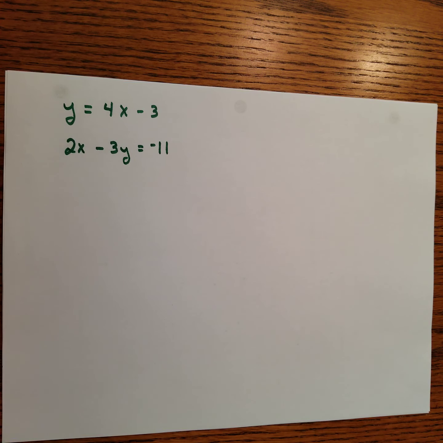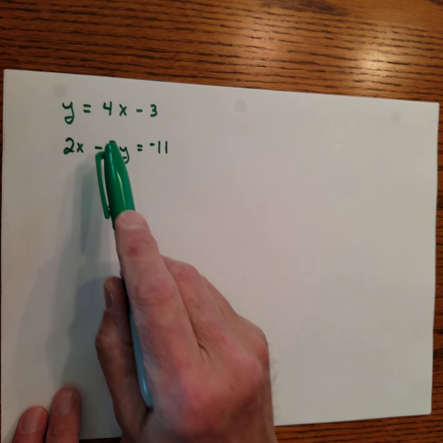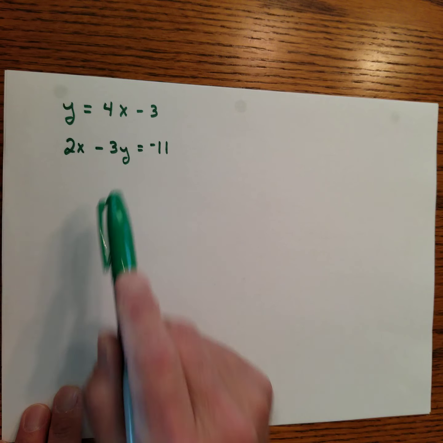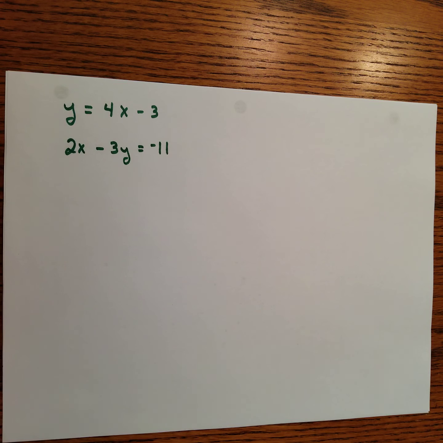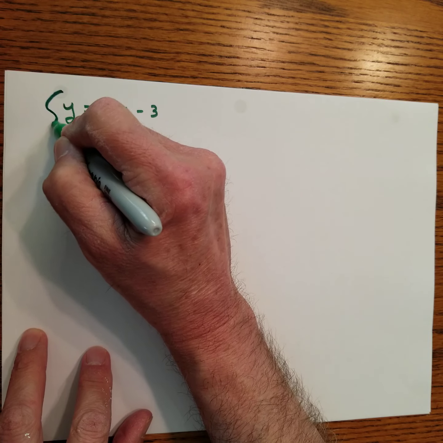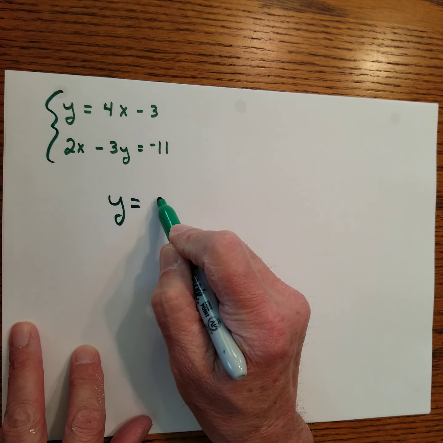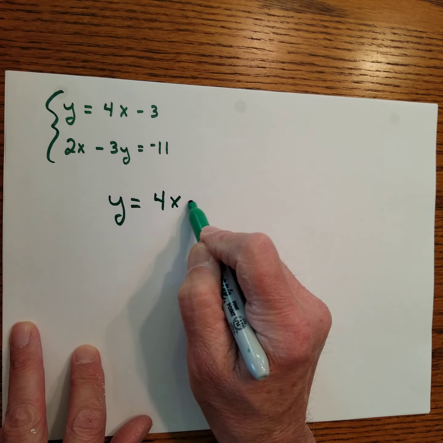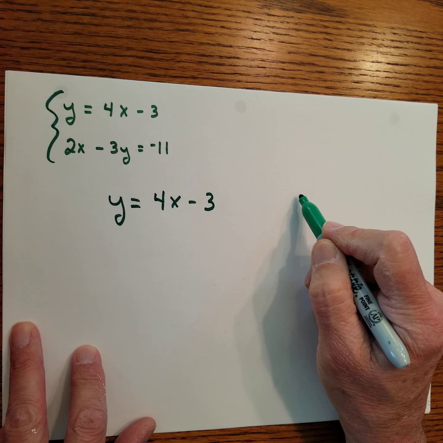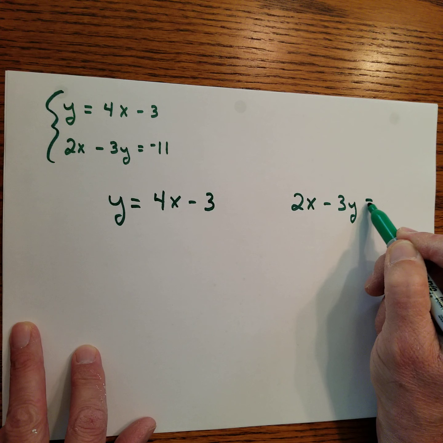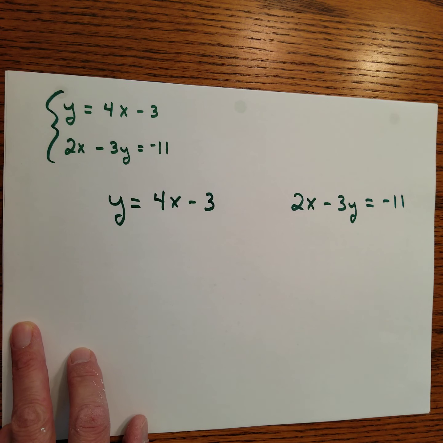Here's a system of linear equations. I've got two equations. Each one has an x and a y. But I'm supposed to solve by the substitution method. When we solve by substitution, I like to take this system and rewrite it so that the two equations are side by side. I'll put the first equation here and the second equation here.